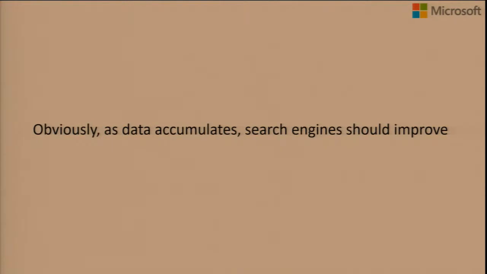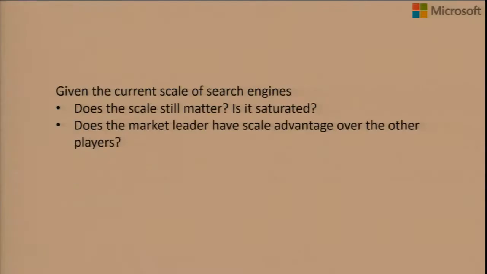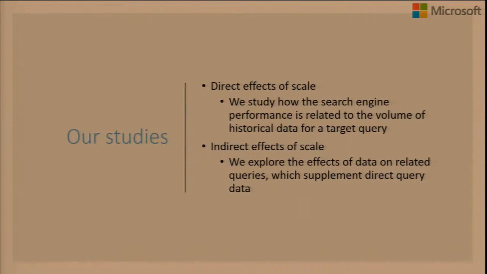Okay. So obviously, as data increases, search engines should improve. But the problem is that today, market leaders in search have a huge scale of data. For example, a market leader may serve billions of searches per day. So at such a large scale, does scale still matter? For example, if you serve 1 billion searches per day, and then you increase to 2 billion per day, will you get better results? Or is the scale effect saturated? And also, does the market leader have a scale advantage over other players? For example, is it possible for a new entrant to beat the well-established market leader? So this is what we are trying to study in this work.